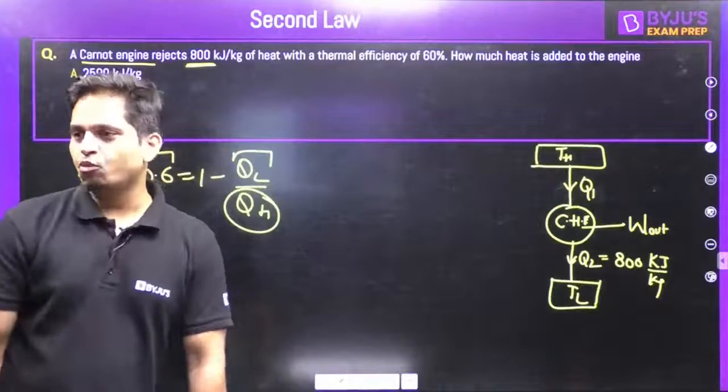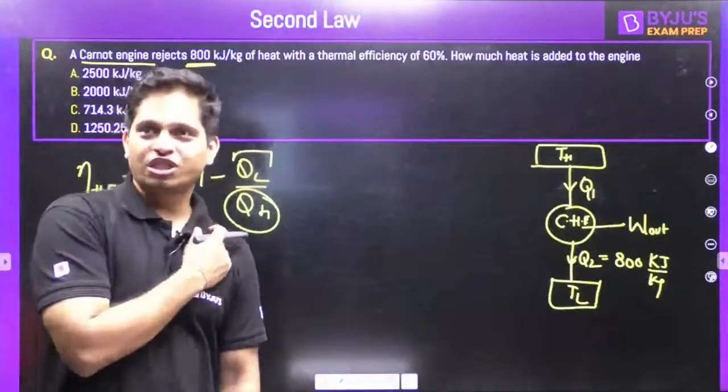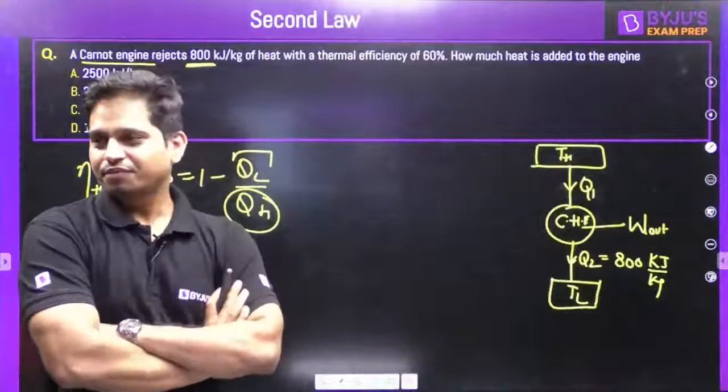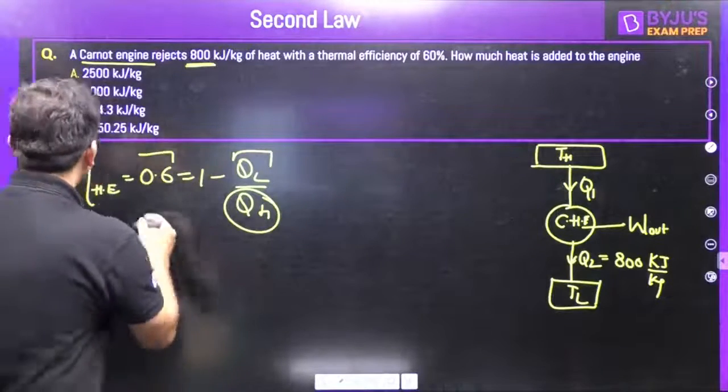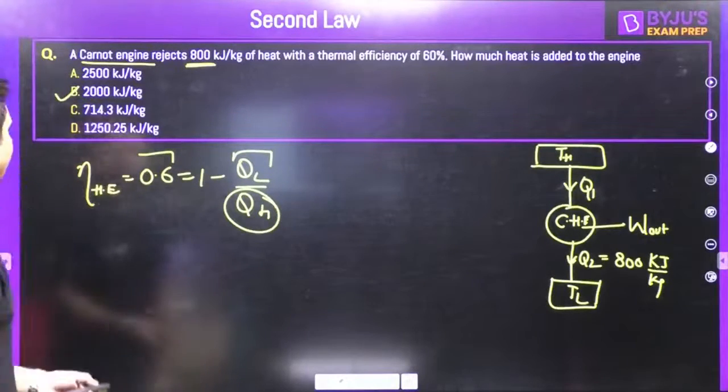So we very quickly will move ahead. We have to solve questions. Okay, we don't have much time. Sachin, we are moving ahead. So QH is equal to 2000 kilojoule per kg.